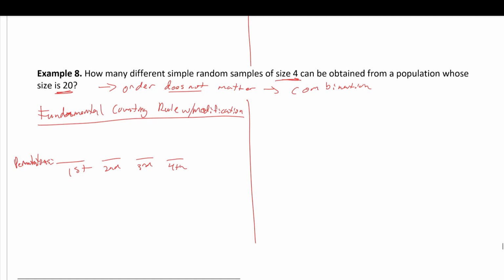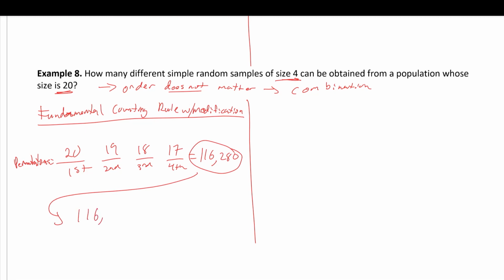For the first choice, we have 20 to choose from. The second decision, we have 19, 18, 17. Multiply that out. We have 116,280. That's the number of permutations, right? But again, we have to take this number and divide it by how many different arrangements we can do with 4 items. Well, that would be 4 factorial.